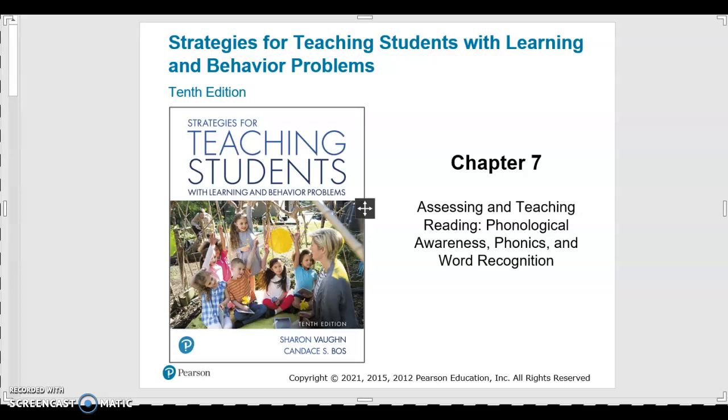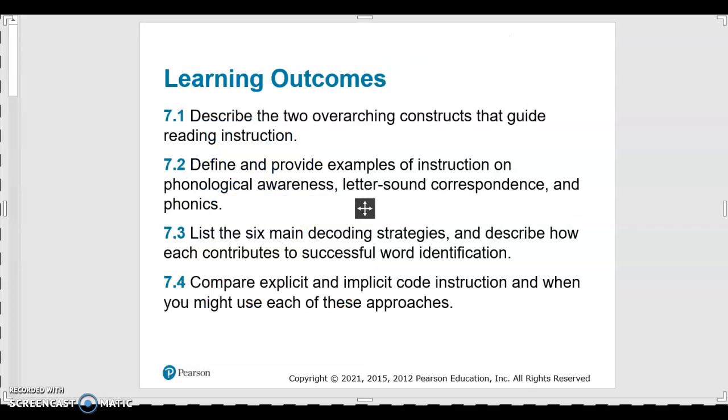This recording will cover Chapter 7 in your textbook, Assessing and Teaching Reading, Phonological Awareness, Phonics, and Word Recognition. And this, in my opinion, is where the textbook really starts giving some good examples and some good ideas of strategies that you can use with early and beginning readers. So not just the instructional activities at the ends of the chapters, but a lot of the other activities are really good, I think, as we get further along into the textbook.